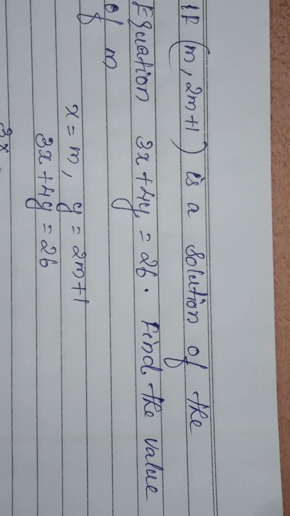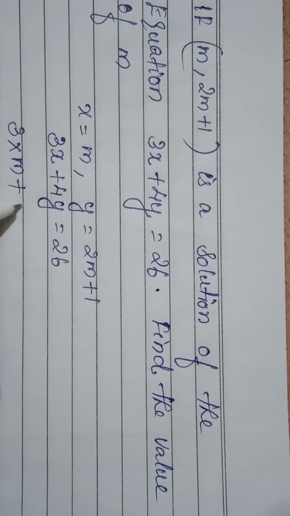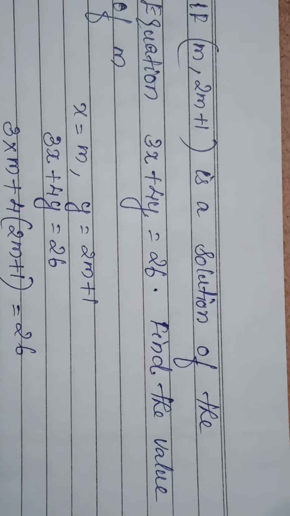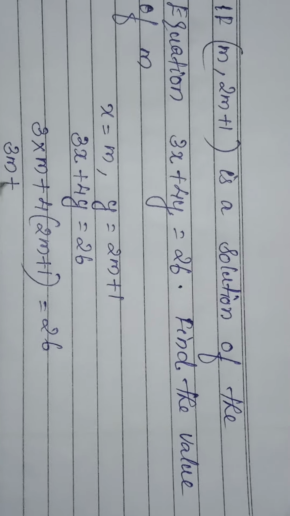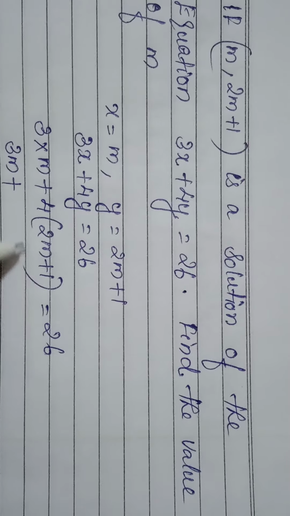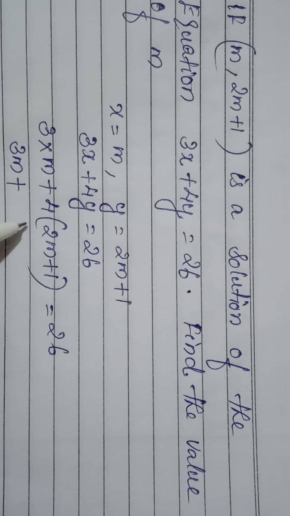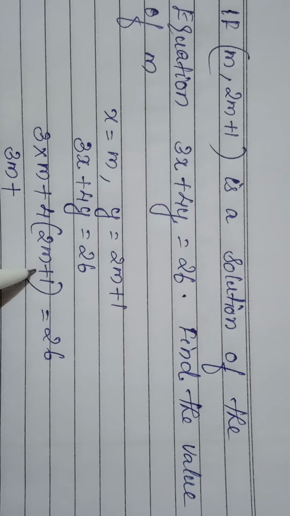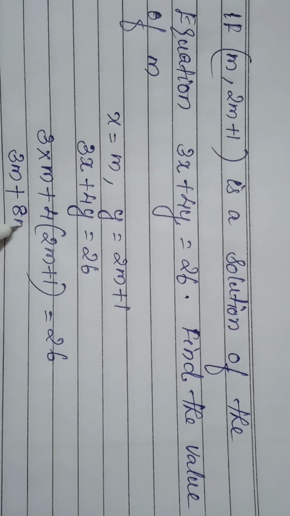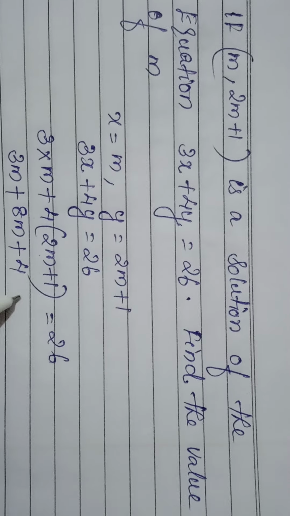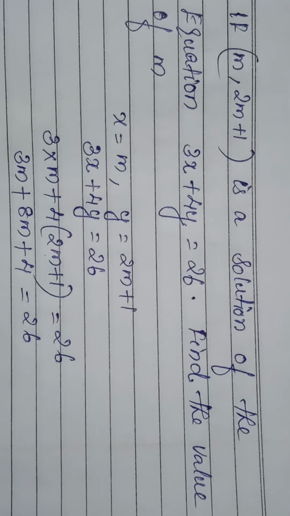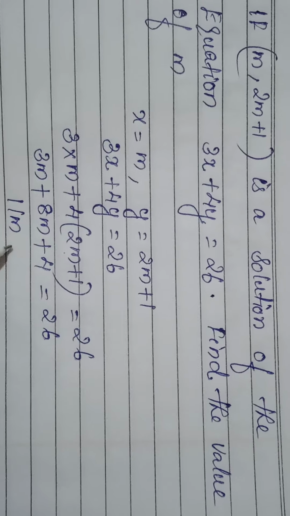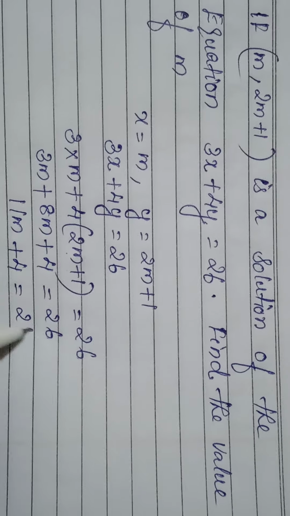So 3 into x, which is m, plus 4 into y, which is 2m + 1, equals 26. 3 into m is 3m, plus here 4 into (2m + 1). So we should use the distributive property of multiplication over addition. So 4 into 2m is 8m, plus 4 into 1 is 4. Understood? Equals 26. Then 3m + 8m is 11m, because they are like terms, we can add directly. Plus 4 equals 26. Understood?